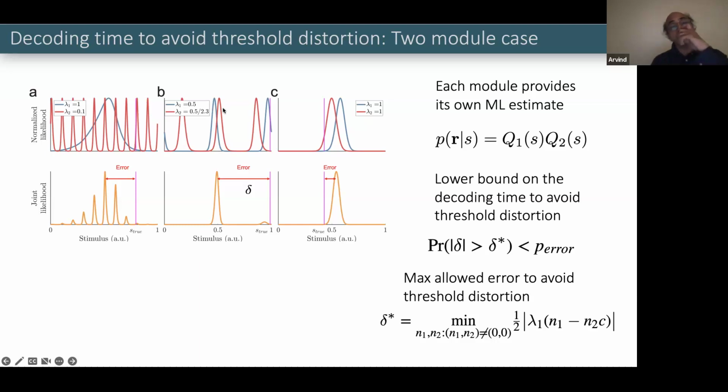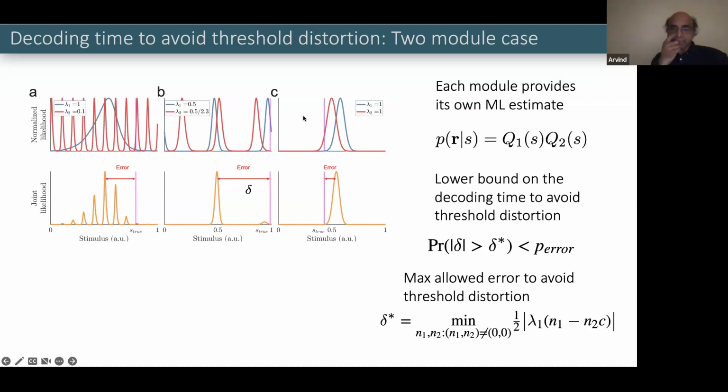Here, if you now look at the frequencies, depending on what frequency you are choosing for your modules and how close they are to each other, you can actually end up with a very large error because of, let's say, beat formations. So you can have arbitrarily large distances between the true stimulus and your joint likelihood. This kind of problem doesn't arise when you have just single peak tuning curves, right? So lambda is just one in this case.